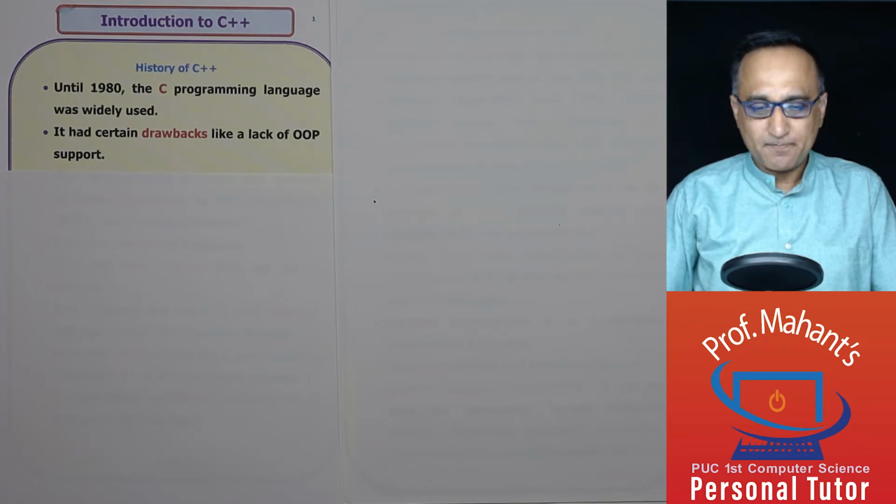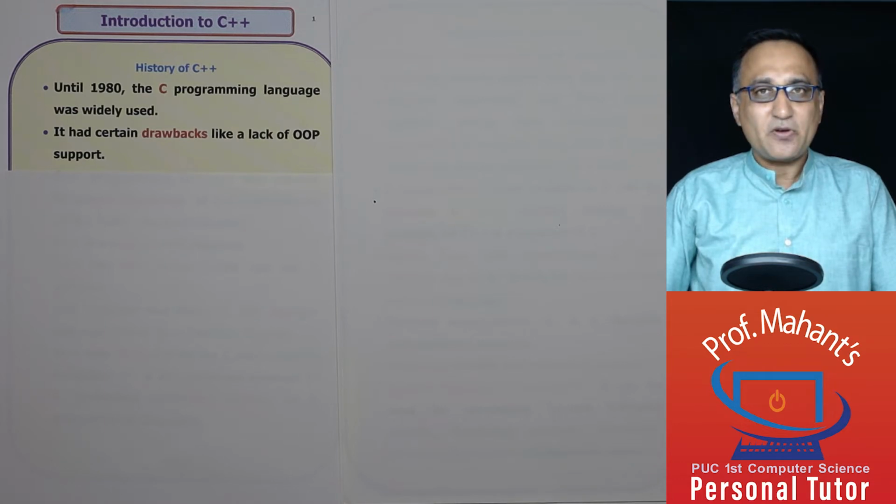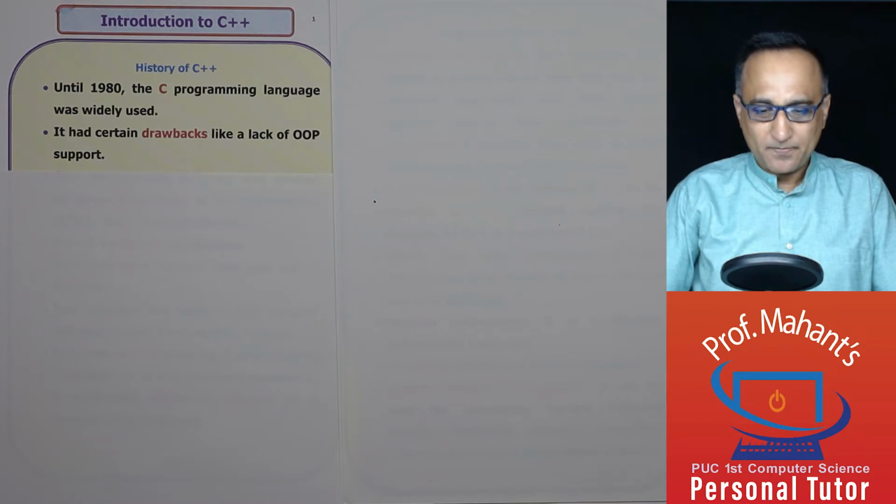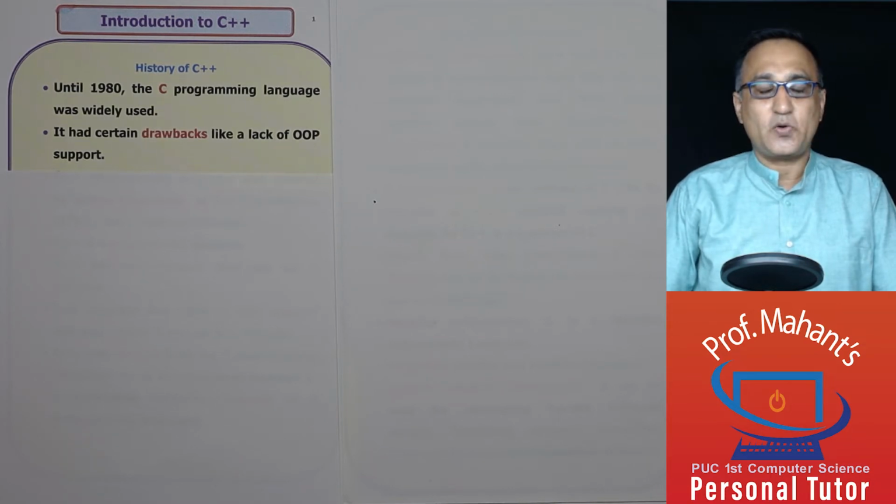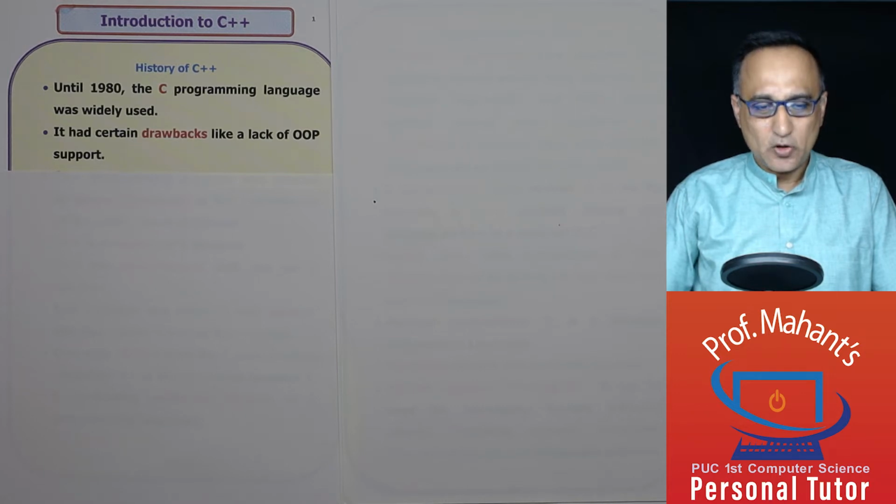oriented programming. In the previous chapter, I had talked about what are the key features of object oriented programming. The key features of object oriented programming are creation of a class, through them objects, data abstraction, data hiding, message passing, polymorphism, and so on.